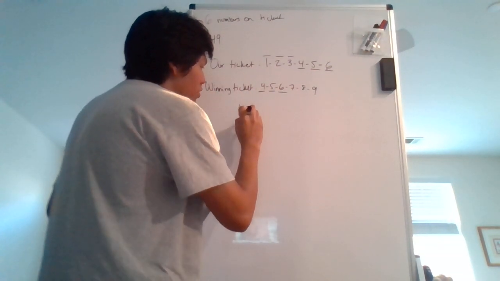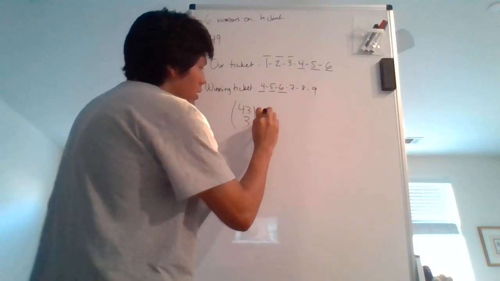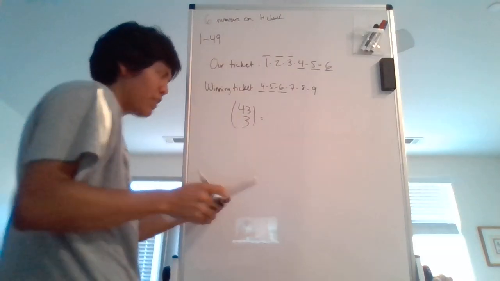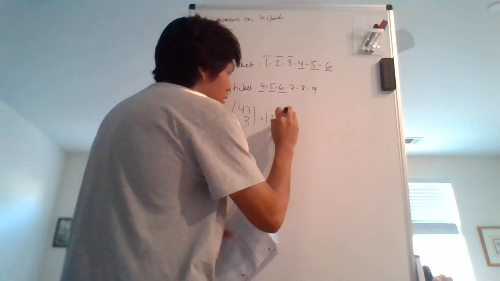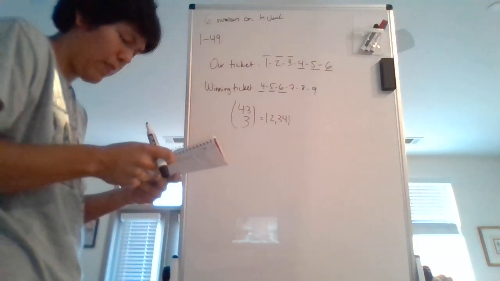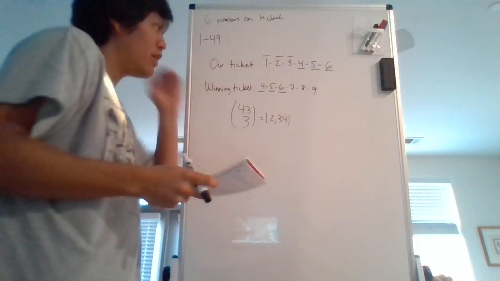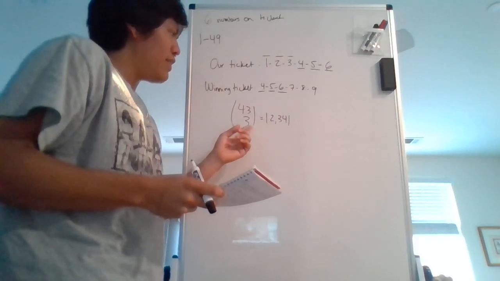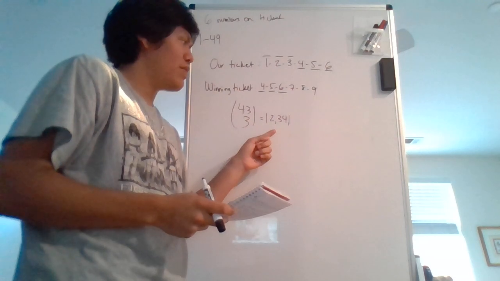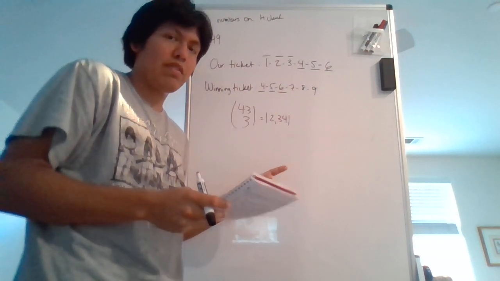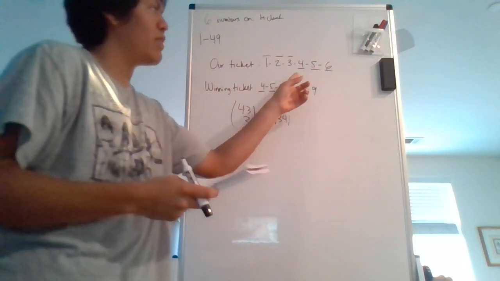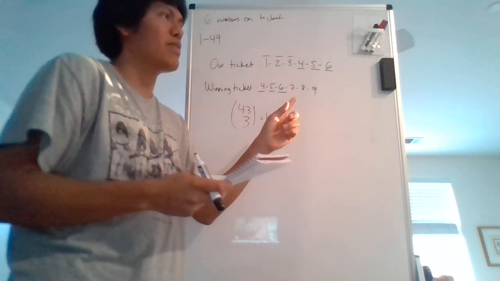So 43 choose 3 is equal to 12,341. Okay? And these are the total ways, or the total combinations, of finding 3 non-winning numbers. Okay, but what about finding 3 winning numbers?